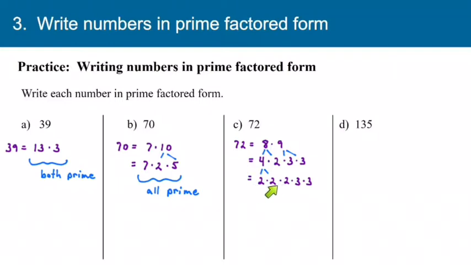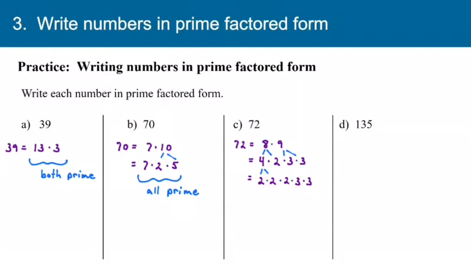2 times 2 is 4. 4 times 2 is 8. 8 times 3 is 24. And 24 times 3 is 72. So these are the prime factors for 72. And now let's look at 135.